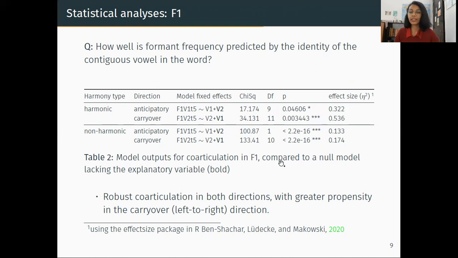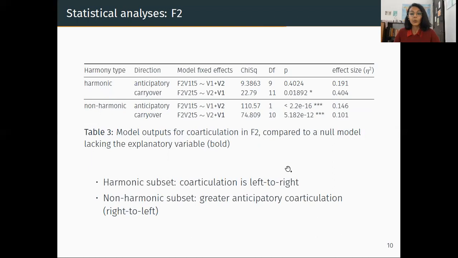We can see here that for F1, coarticulation is robust in both directions. For both harmonic and non-harmonic sequences, the left to right carryover coarticulation is greater, which matches the direction of vowel harmony. When we look at F2, which is an acoustic correlate for the ATR feature, we see that harmonic sequences only show carryover coarticulation. In contrast, non-harmonic sequences show a greater coarticulation in the anticipatory direction. So this is from right to left, which is opposite to that of vowel harmony.